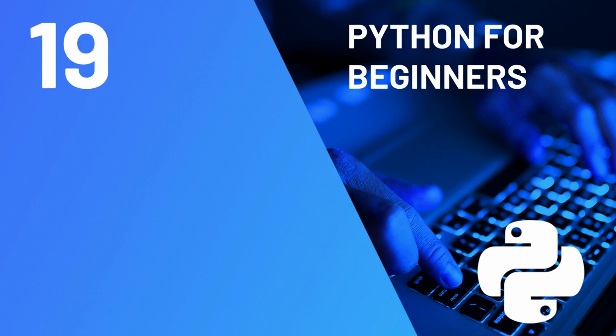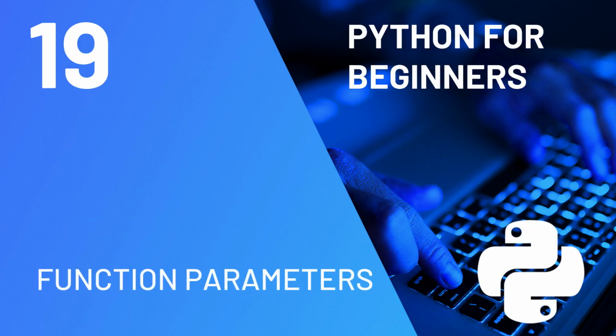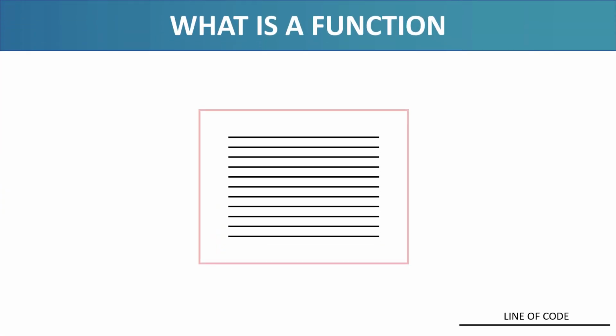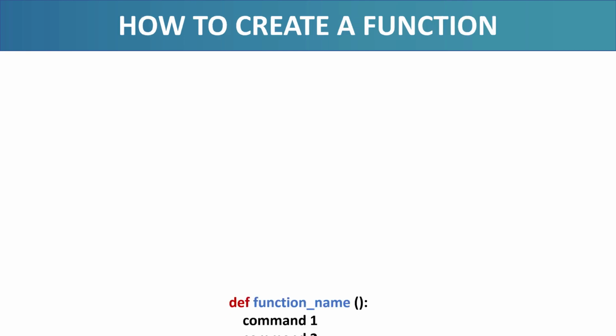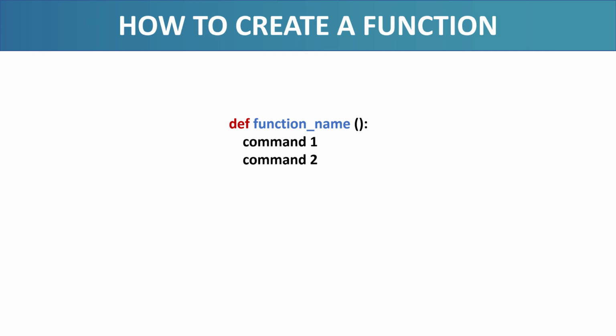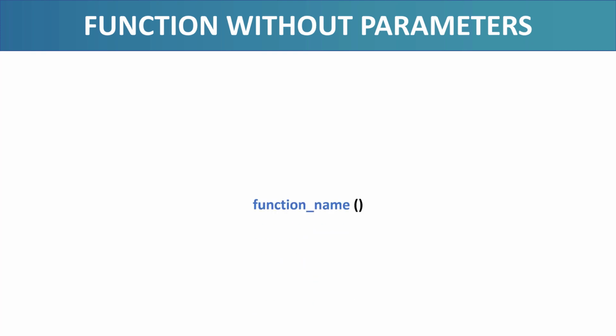In this video, we are going to learn how to pass information to functions, a very important and very useful tool. As we said in the previous video, a function is just a block of code with a name given by us. If that block of code does not require any information to execute, we can simply call the function by its name, like this.